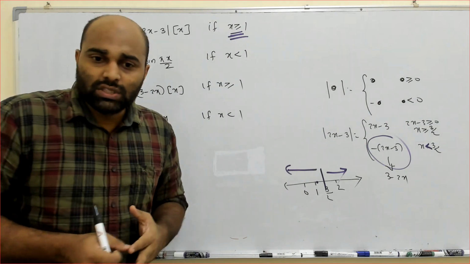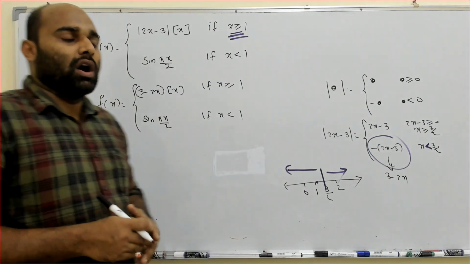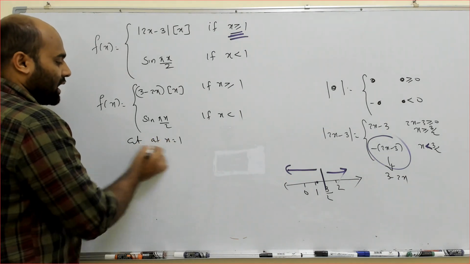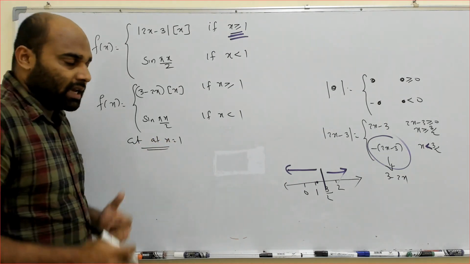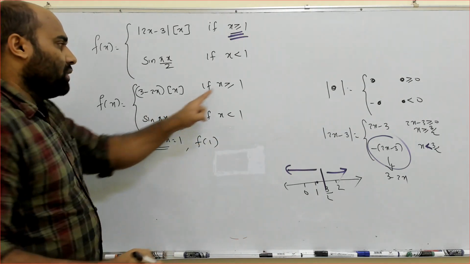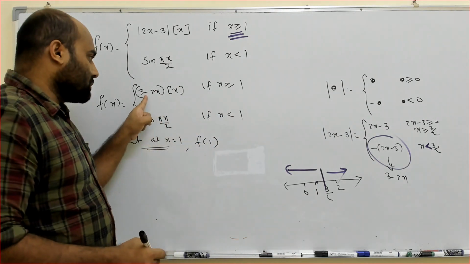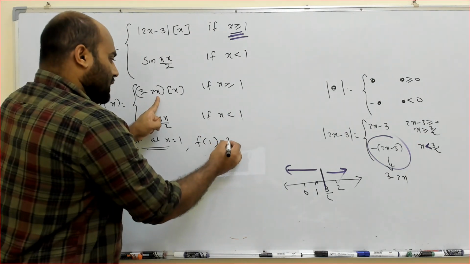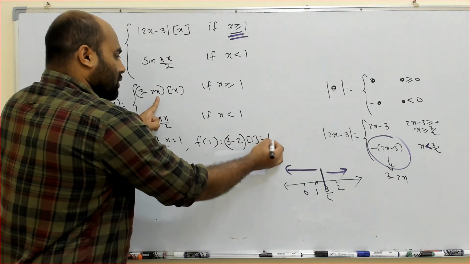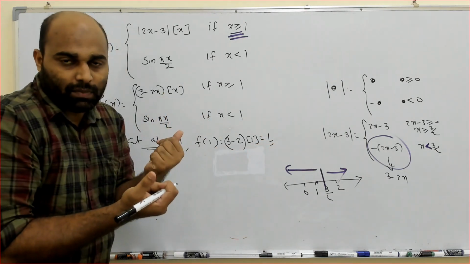Now what we have to check? Continuity at x equal to 1. How can we write it? For continuity at x equal to 1, first we have to find f of 1. f of 1, when we substitute, is 3 minus 2 box 1. That will be 1 only. Box 1 is 1 only.